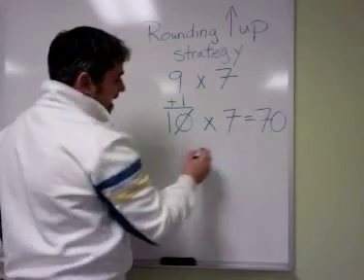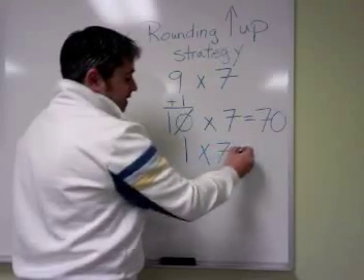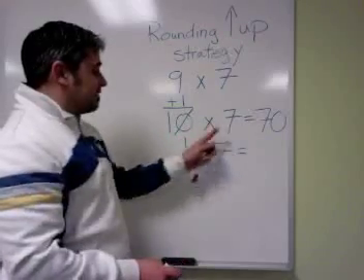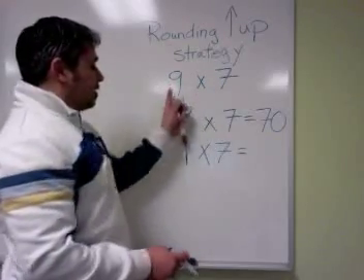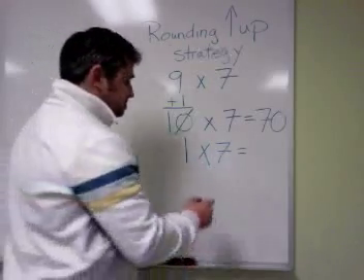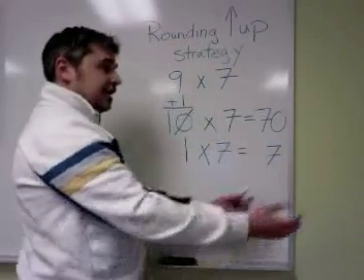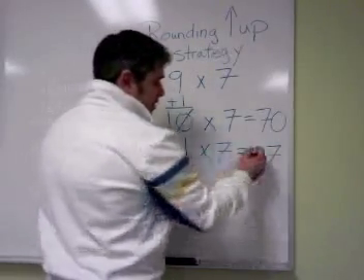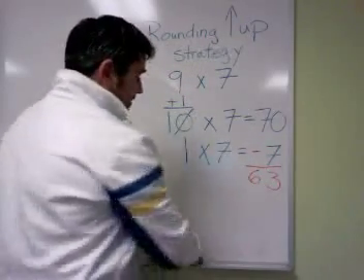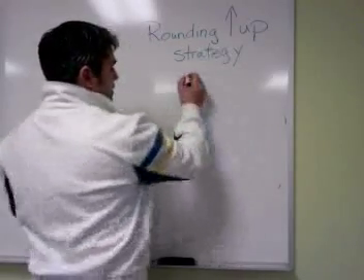But we're not going to just take back a 1. We're going to take back a 1 multiplied by 7, because we're really saying that 9 times 7 is simply 10 times 7 minus 1 times 7. So it's 1 times 7. 1 times 7 equals 7. And then, again, you take away. And you have 63.